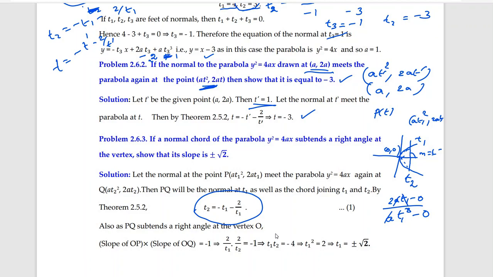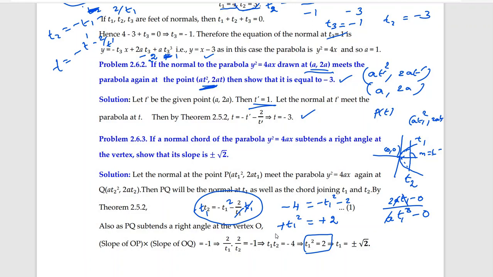Where from are we getting that? If we multiply this relation throughout by t1, this t1 and this t1 will get cancelled. But t1 t2 is equal to minus 4. So you get minus 4 is equal to minus t1 square minus 2. In other words, minus t1 square is minus 2, or t1 square is 2. So that is how we are getting t1 square as 2, and from that t1 is plus or minus root 2.